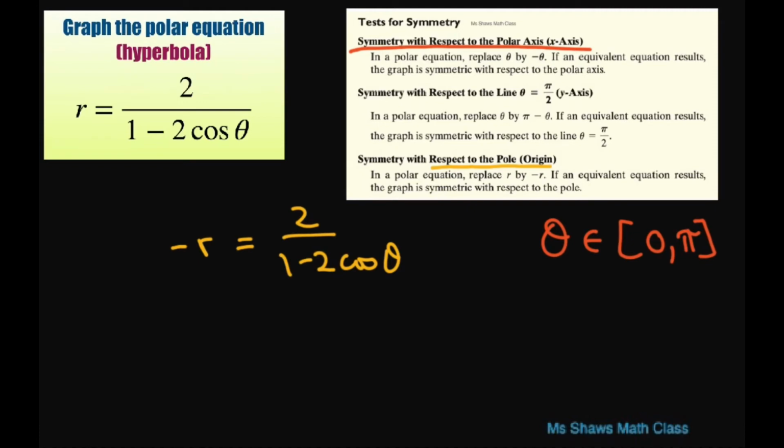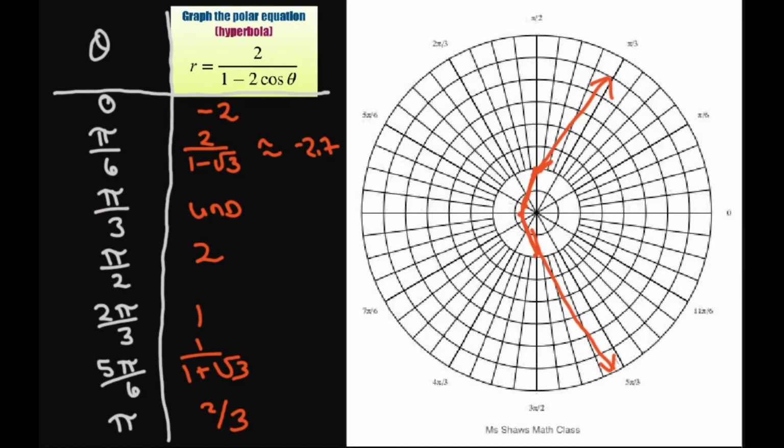So let's see. I have these values here. I've already written down just to save some time. So basically, when we plot this at 0, we get negative 2, which is right here. At pi divided by 6, here we get negative 2.7, which is here, close to here. At pi divided by 3, it's undefined.